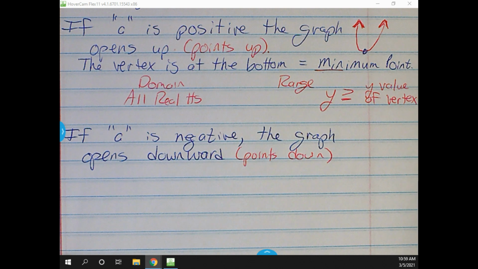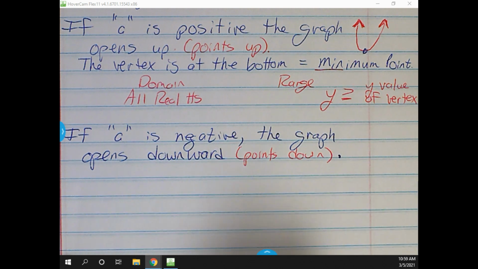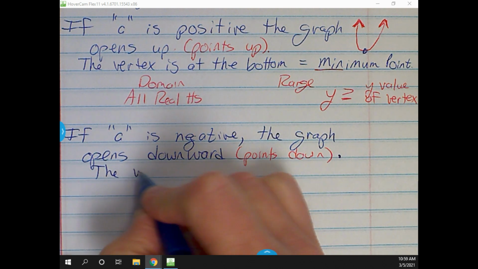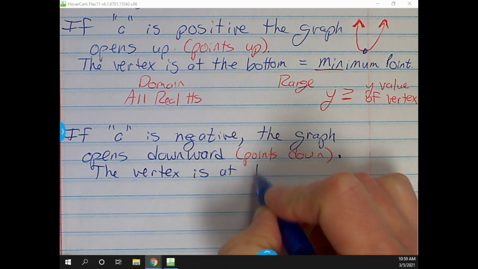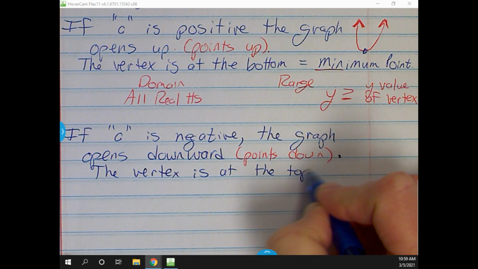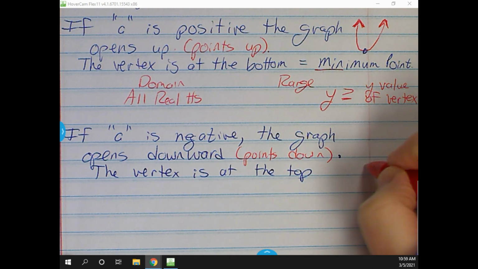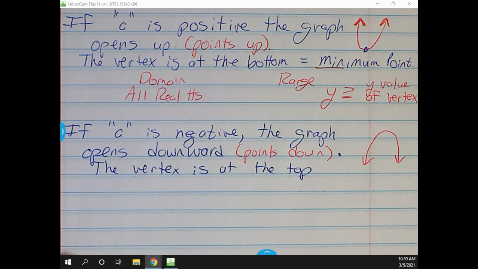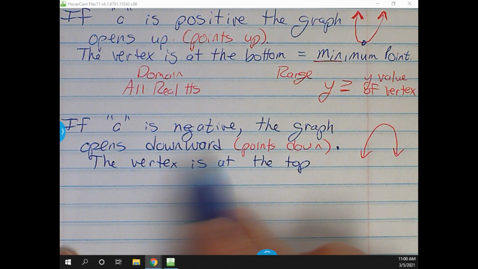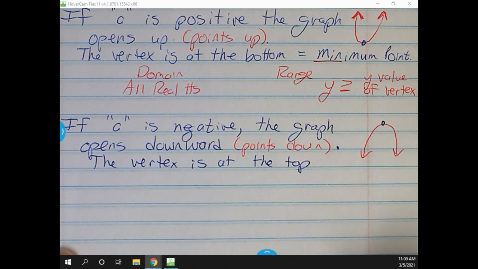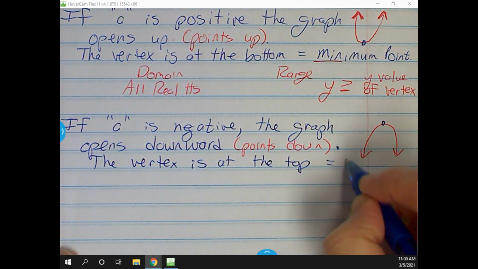All right, and with that, there's going to be a bunch of different things we can do. That means the vertex is at the top, because now you've got a graph that looks something kind of like this. So if we graph that part of it where it opens downward, or points down, that puts the vertex at the top, which means it's a maximum point.